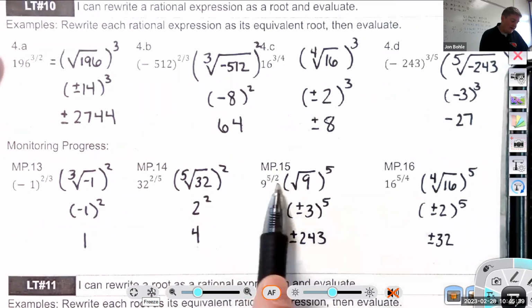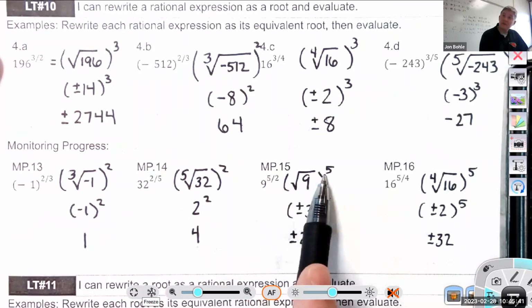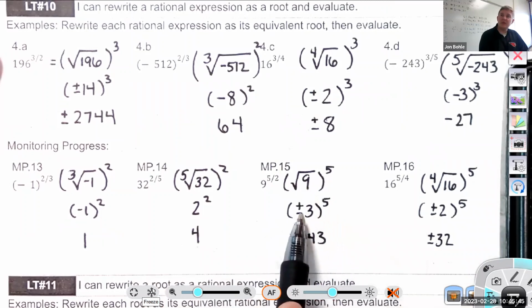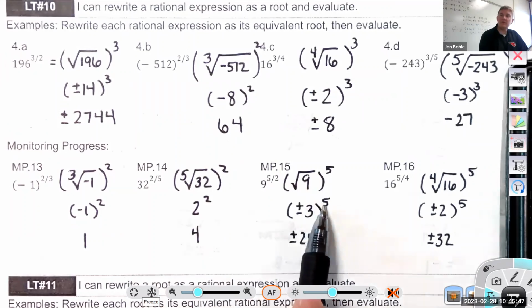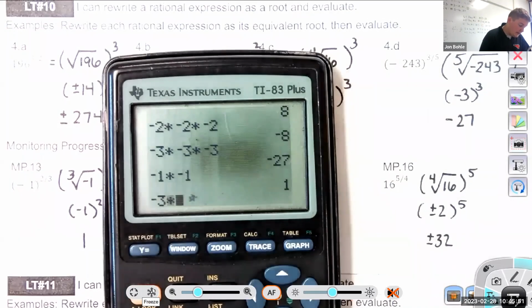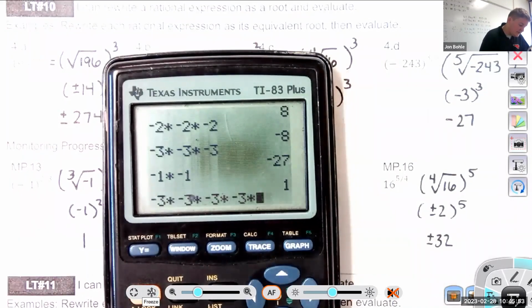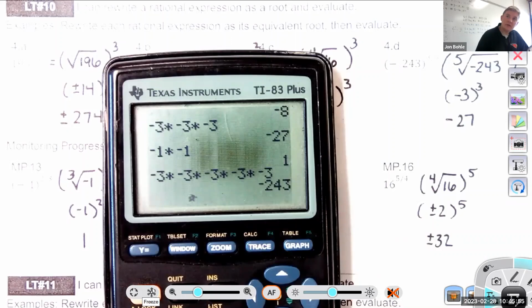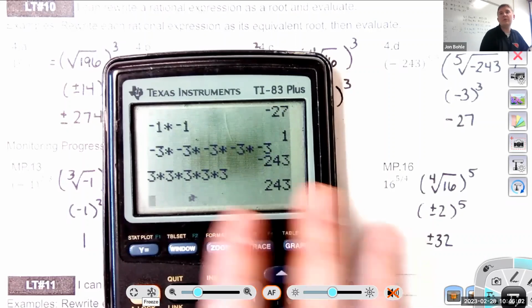Okay, 9 to the 5/2 power is the square root of 9 to the 5th power. Square root of 9 is positive and -3. Positive and -3 to the 5th power is positive and -243. So -3 times itself 5 times, -243. Then 3 times itself 5 times, positive 243. So it's both.